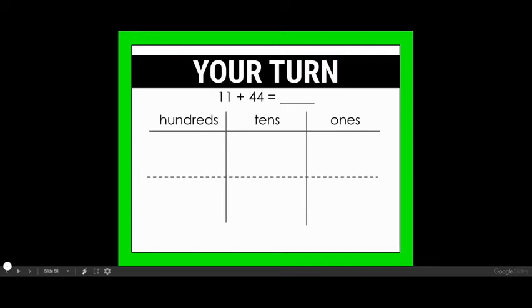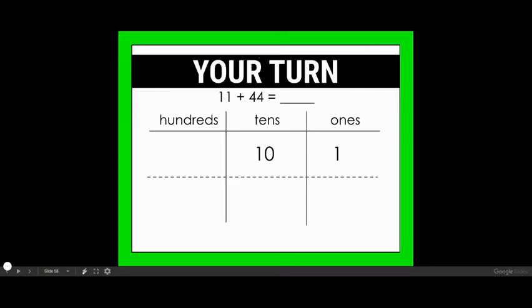All right, now that you have your chart drawn, let's put our first addend in. Our first addend is 11. Are there any hundreds? Nope. Are there tens? There are. Are there ones? There are. So I have 1 ten worth 10 and 1 one worth 1. Make sure you write it on your hundreds, tens, and ones chart also.